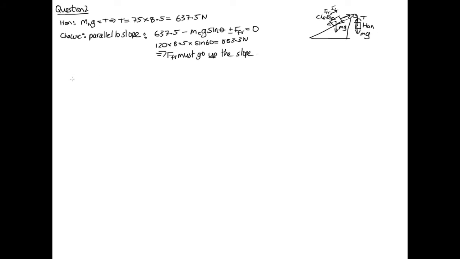Okay, so to draw our free body diagrams, here we've got Chewie. We've got the tension pulling that way, we've got the weight force pulling that way, and then we've also got the friction force pulling up that way. And for Han, we've got the weight force pulling down and then the same tension force pulling up. So we've done A, that's our free body diagrams here. Maybe just label that friction a bit clearer.